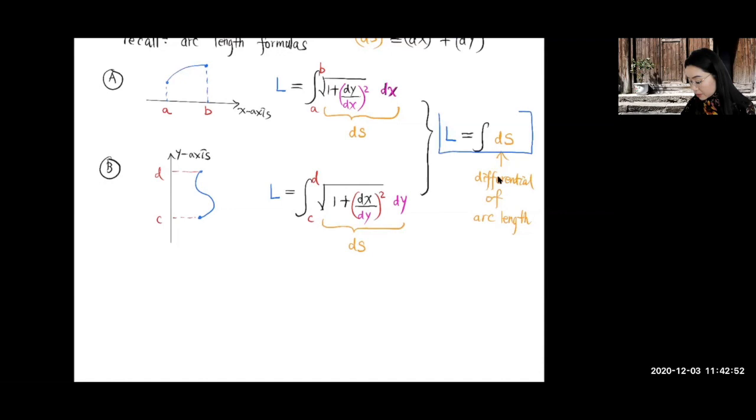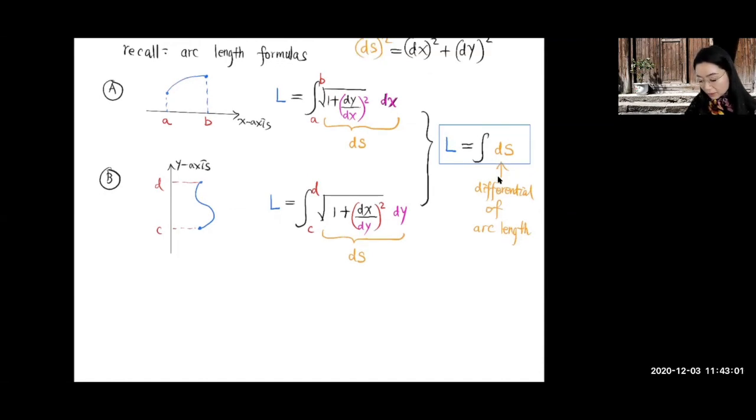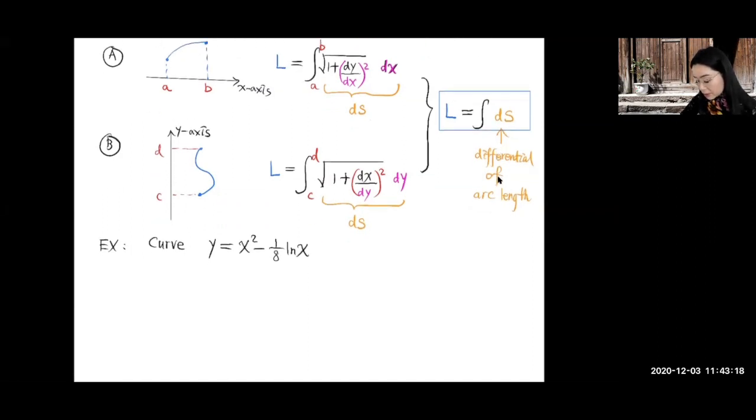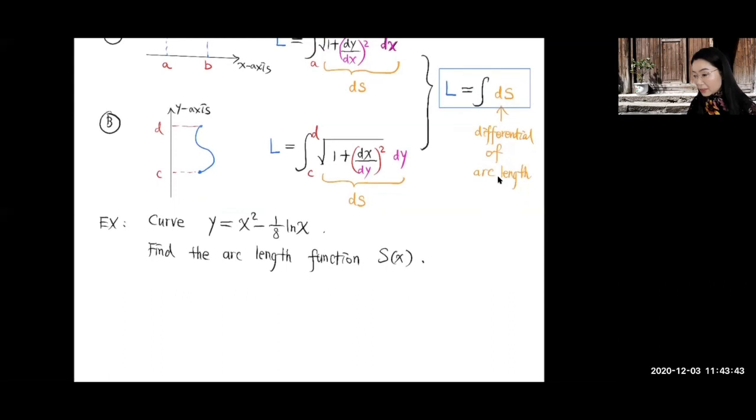Now let's look at this example. We have a curve, and this is the equation for the curve. We try to find the arc length function, which we call s of x. So I have to specify the starting point, and I'm going to take (1, 1) as the starting point.